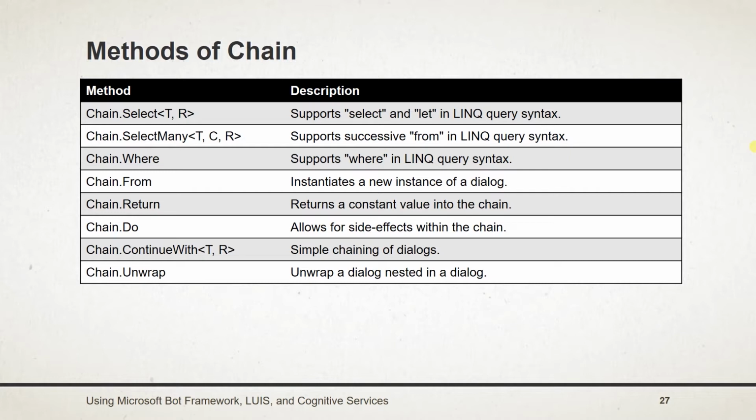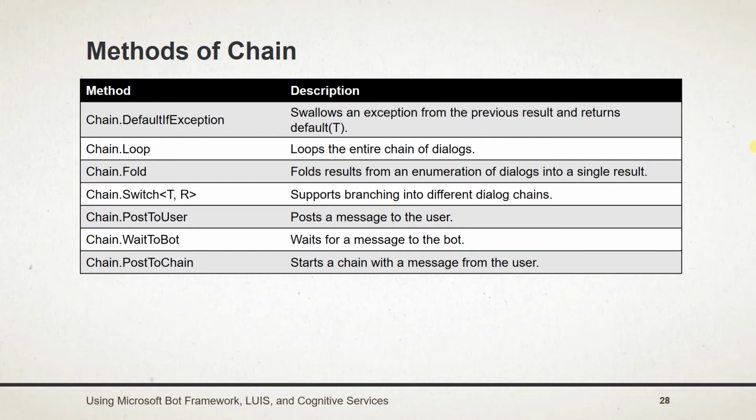When the antecedent dialog has completed and you want to execute the continuation to produce the next dialog to make a chain, you need to use ContinueWith method. When the antecedent dialog completes and you want to unwrap the result into a new dialog, you need to use Unwrap method. When the antecedent dialog has completed and you want to stop the propagation of exception, you need to use DefaultIfException method. Loop method will loop the entire chain of dialogues forever.